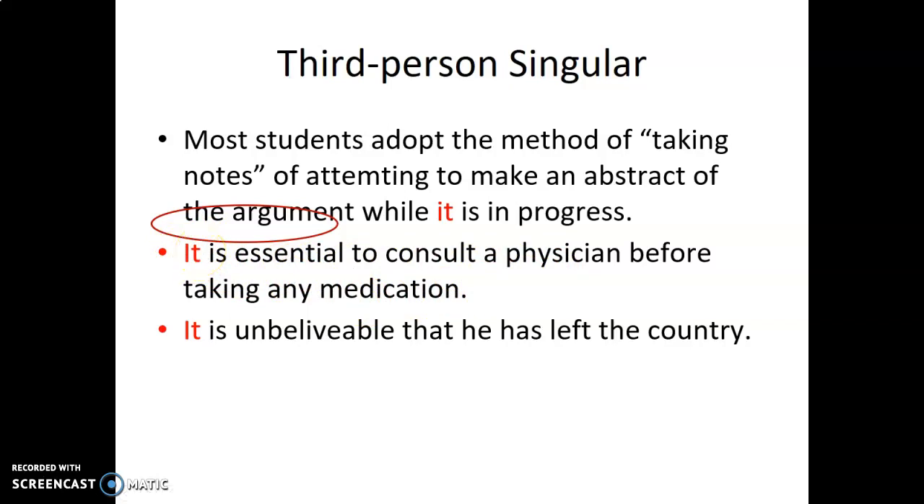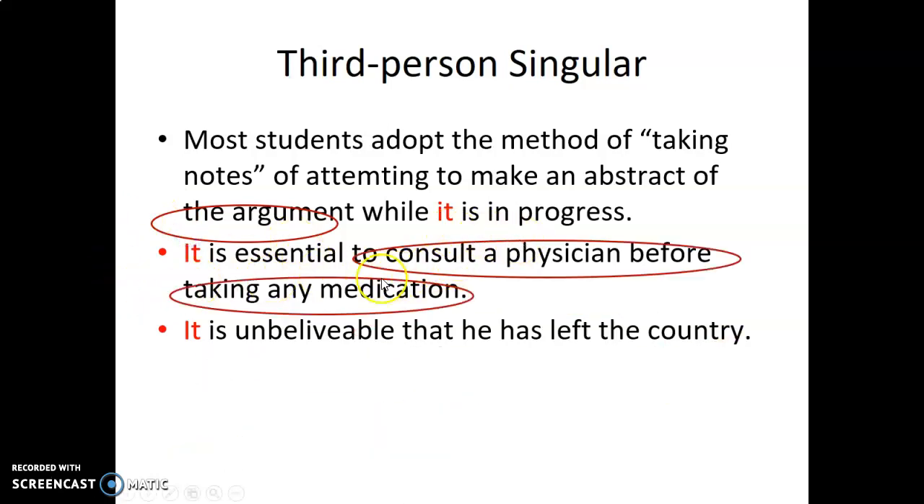And what can it refer to? It is actually a pseudo subject, an unreal subject. It's not really functionally the subject. It's just there to complement this sentence. So it refers to consult a physician before taking any medication. So this sentence can also be paraphrased as consulting a physician before taking any medication is essential. So it refers to this section.